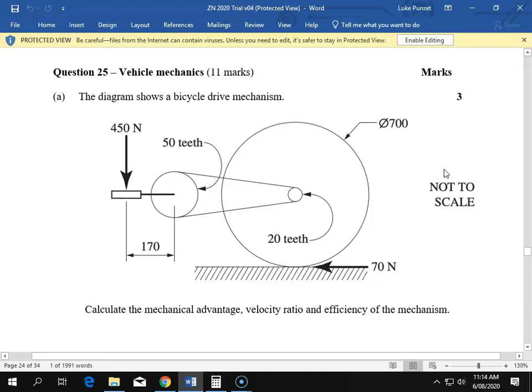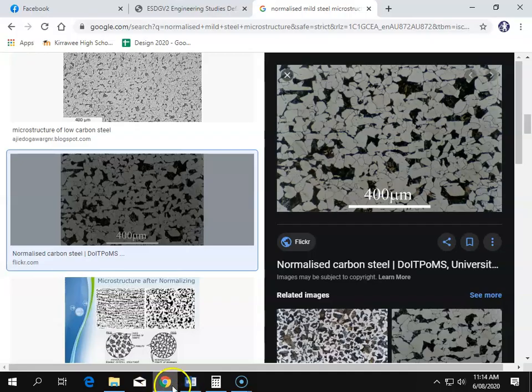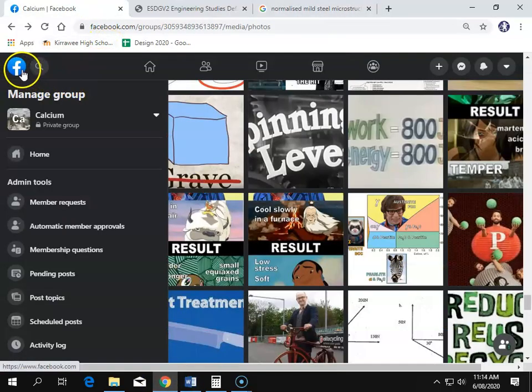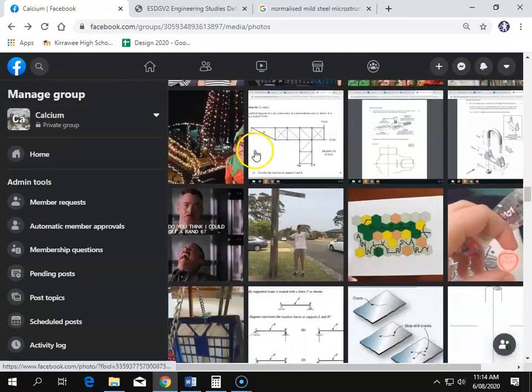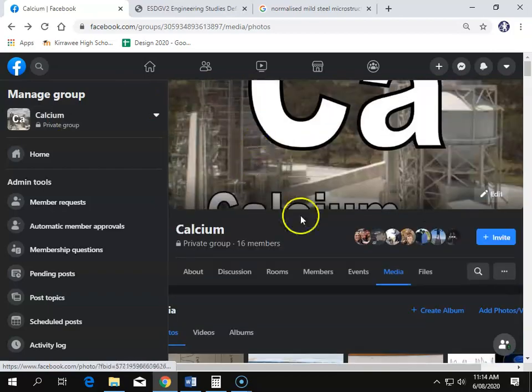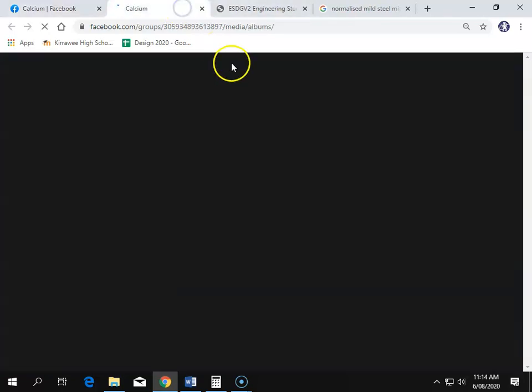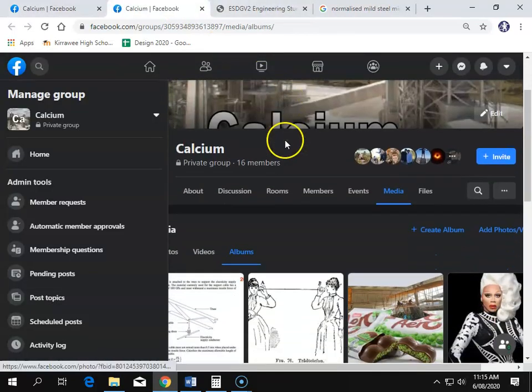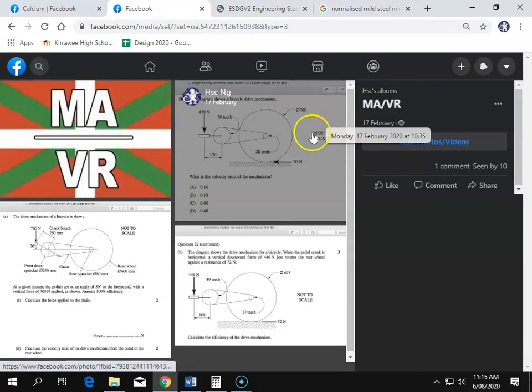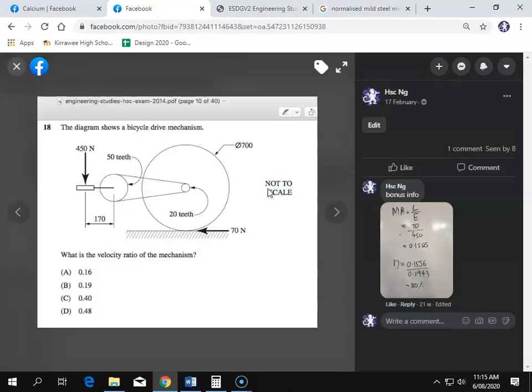Okay. We've got a question here on efficiency and mechanical advantage. Now, this question was completely unmodified from one of the study questions that I put on your book. If we go to albums. Here's the question here. Now, it says, what is the velocity ratio of this question?